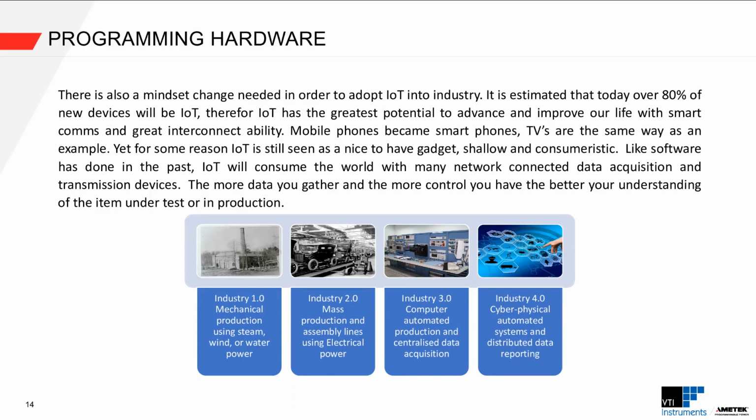Industry 3.0 was computer automated production and data acquisition, and it was all a centralized system with a control room and everything else that you see in the little image there. And then we move on to Industry 4.0, which is the cyber-physical automated system and distributed data reporting. And it enables you to open out what you were originally doing as a central location and distribute that data to anywhere that requires it instantly.